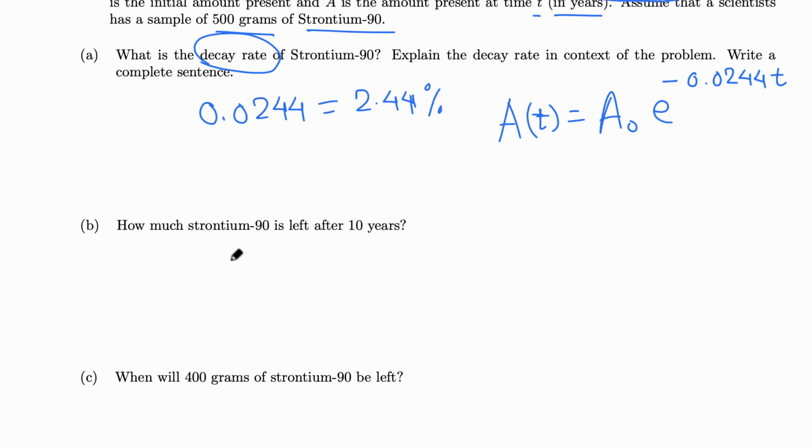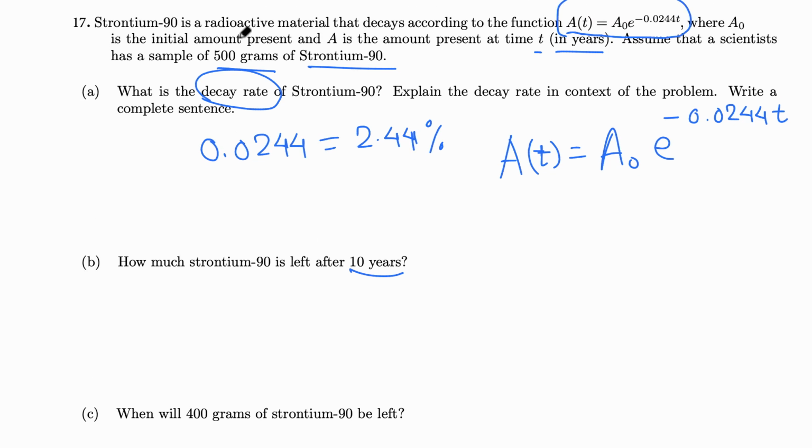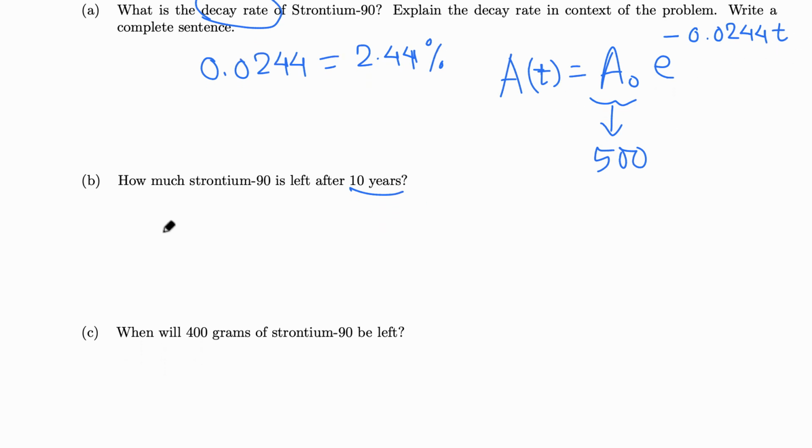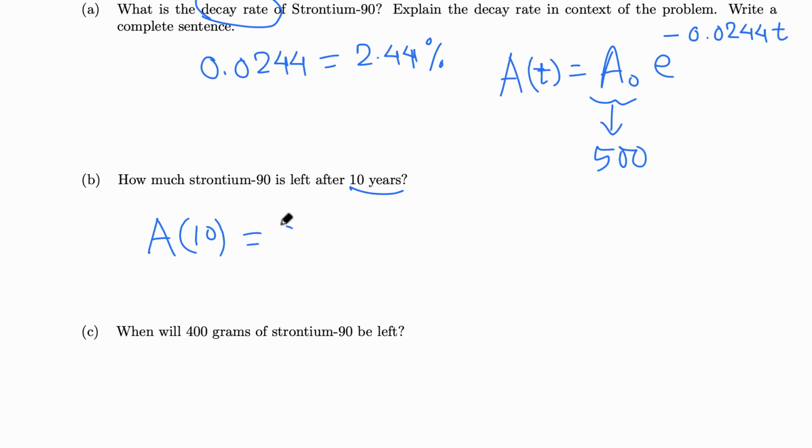Now how much of that radioactive substance is left after 10 years? A scientist has 500 grams, so initially this A naught is 500, by the way. And how much is left after 10 years? So t is 10. All we have to do is find the amount left after 10 years, A of 10. We have to plug in 10.